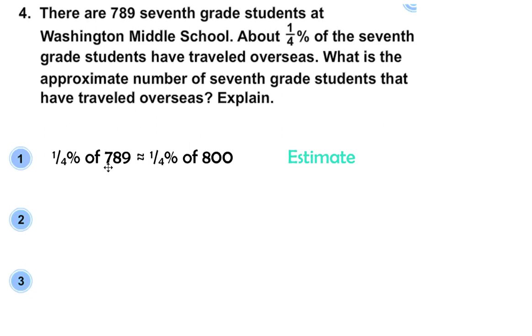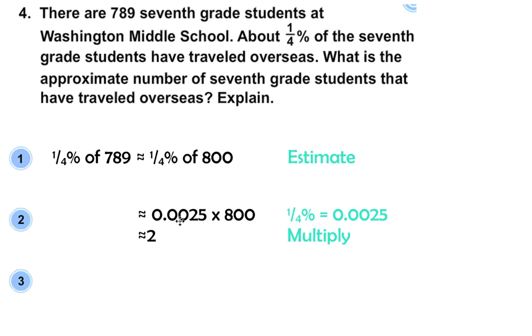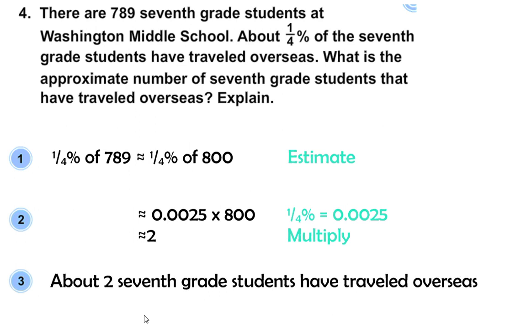I estimated 789 to 800. All right, so now we're going to multiply. I chose a decimal version of our percentage, so 1/4% equals 0.0025. Multiply that times 800, and I got 2. So about 2 7th grade students have traveled overseas.